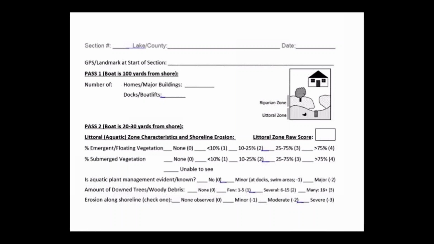Notice that after each choice is a number in parentheses. This is the number of points the section earns for each option. No need to worry about those points now. You'll add them up later, back on shore.